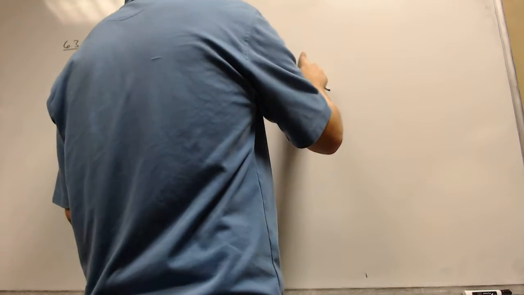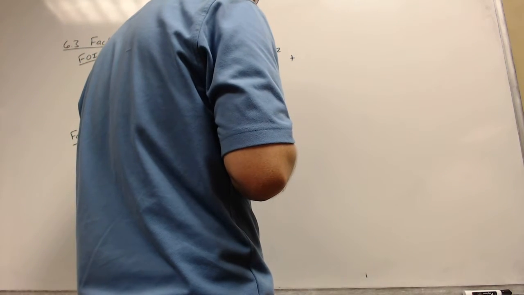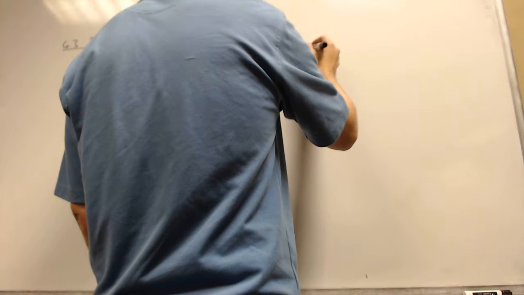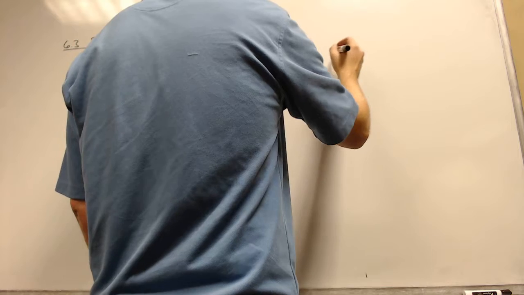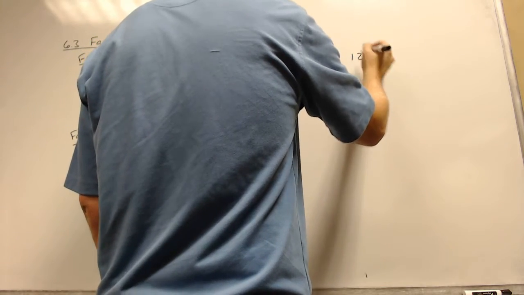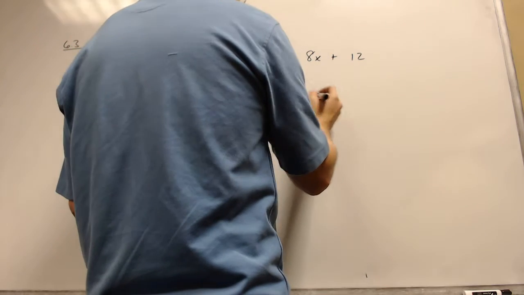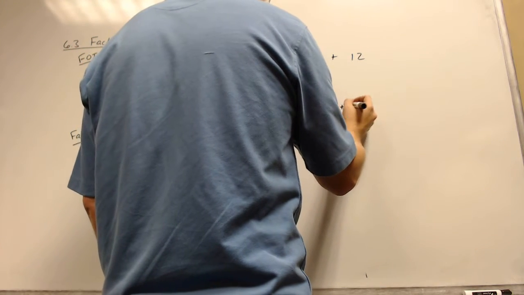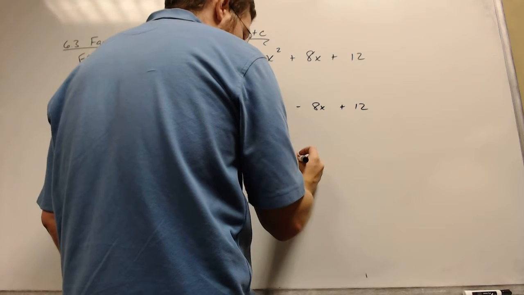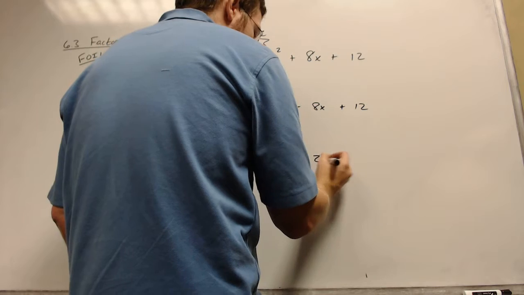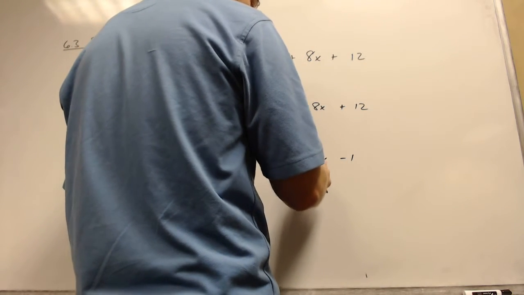X squared plus 8x plus 12. And I'm going to put up 4 problems on the board. Alright, just to illustrate a point here, I think that's going to be a 4.